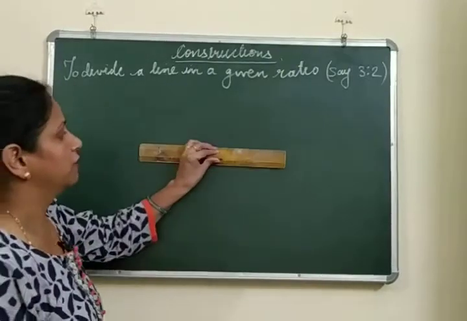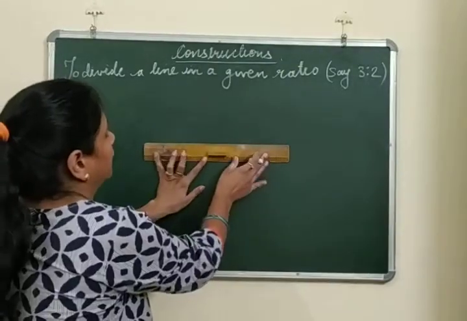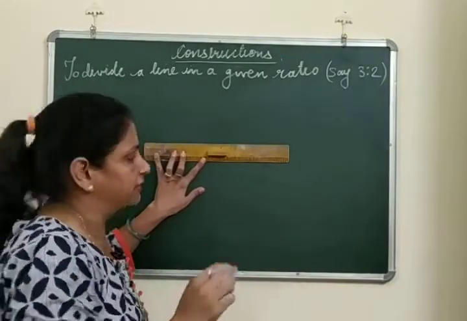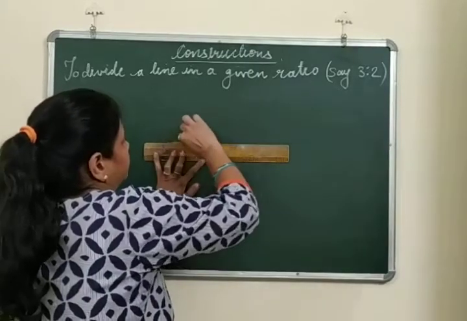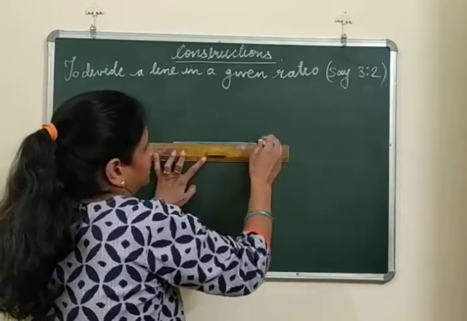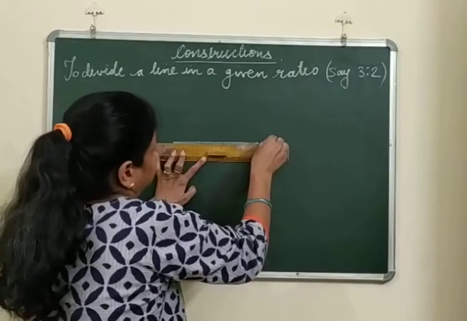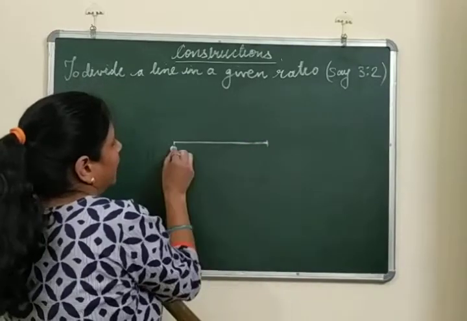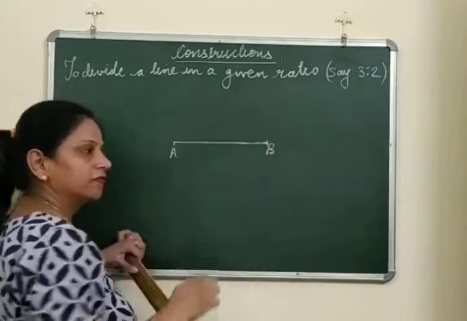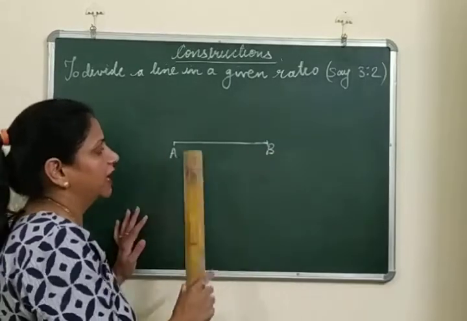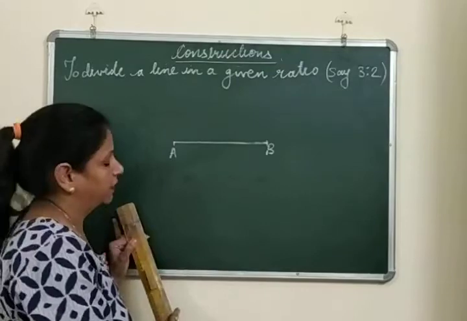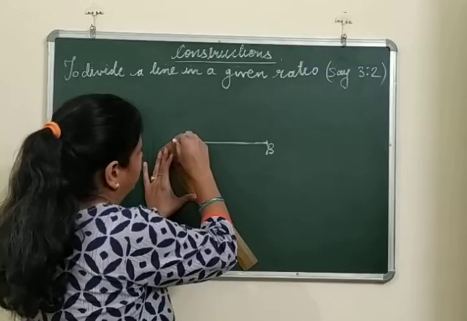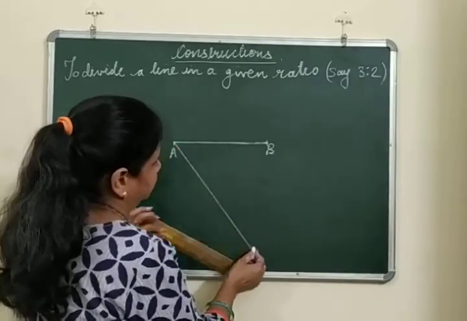For that, first of all, we draw a line. If the measurement is given, we have to draw the line segment of the same measurement. If the measurement is not given, then we can draw the line of any length. Say for example, I make this line. Let it be A and B. Now with this AB, we have to make an acute angle, any acute angle, and we name that ray as AX.